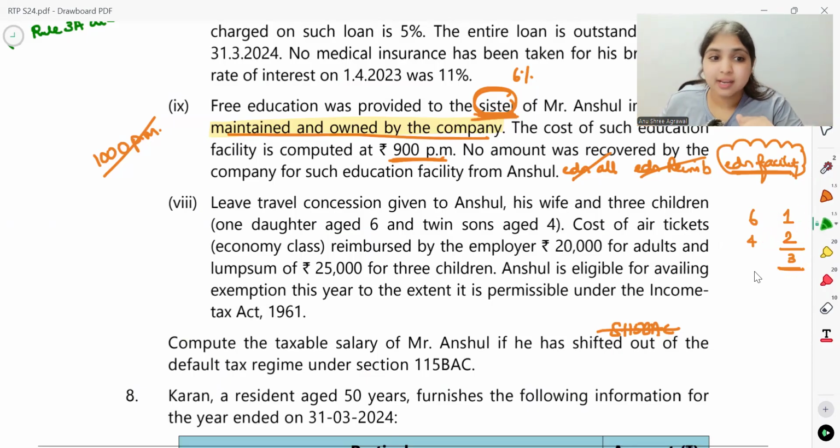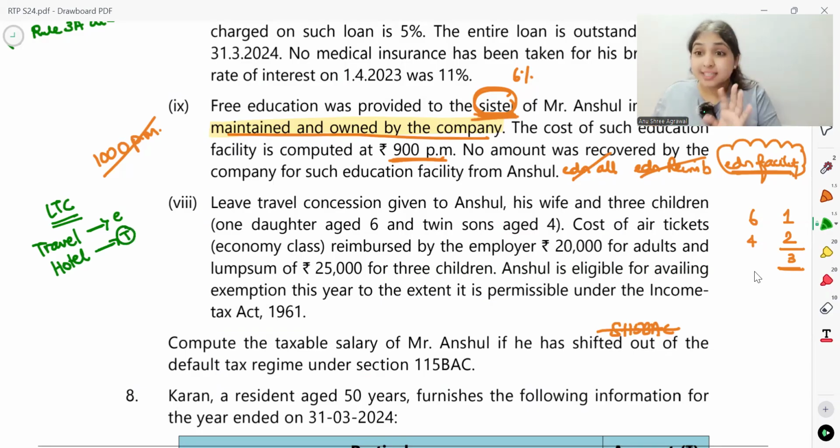And remember one more thing: if the employer is giving the assessee, under LTC, travel tickets, and let us say the employer is also bearing the hotel expenditure, then in that case only the travel portion is going to be exempt. The hotel portion is going to be taxable. Right, guys? So LTC exemption you will get, but only for the travel portion and not for the hotel portion.